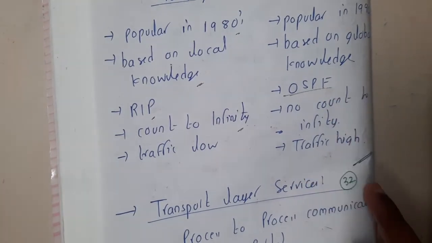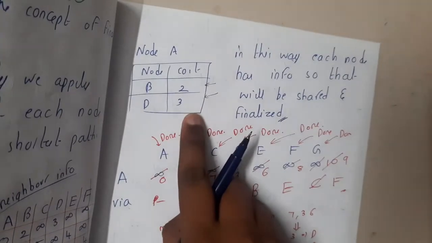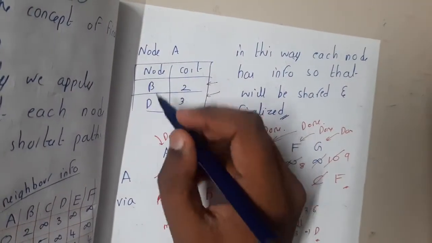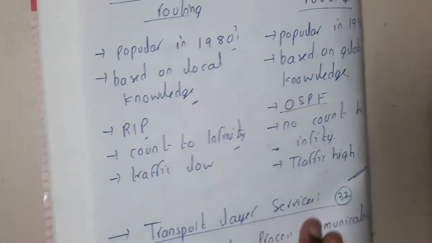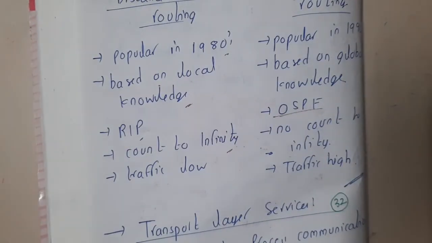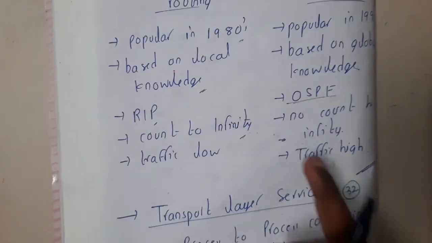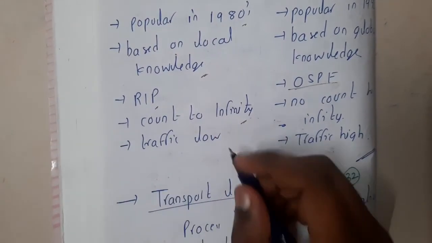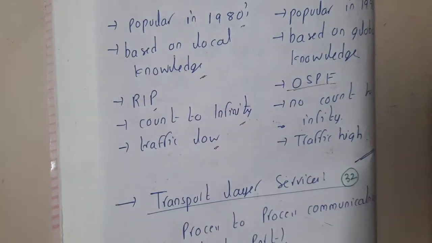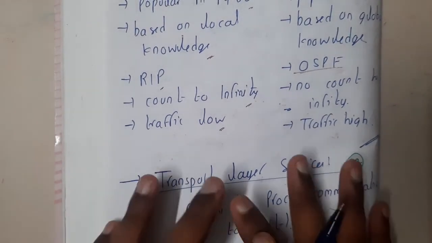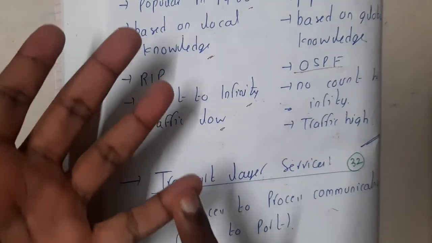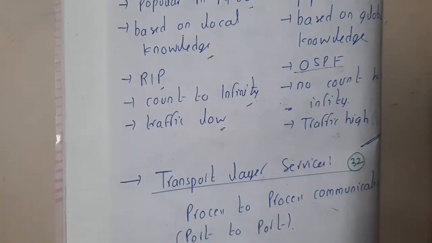because of a solid reason: we are going to share only partial tables. If you observe here carefully, when I am sharing a table, I am not sharing A0, right? You do not share yourself, and you will not share the data which you got from that node. Count to infinity is not there. Distance vector is used when there is low traffic, and link state is used when the traffic is high. Okay, so now I hope everyone got a clear idea with respect to distance vector routing and link state routing.